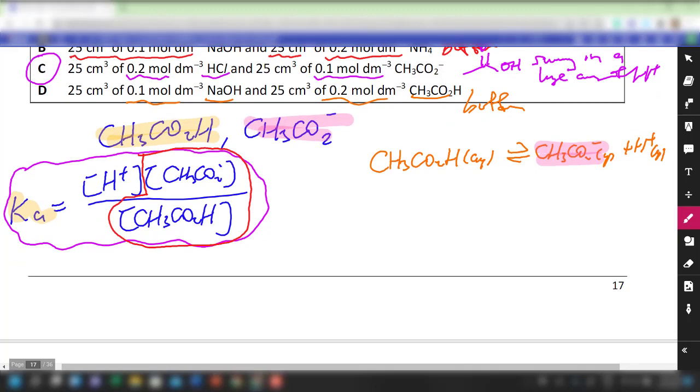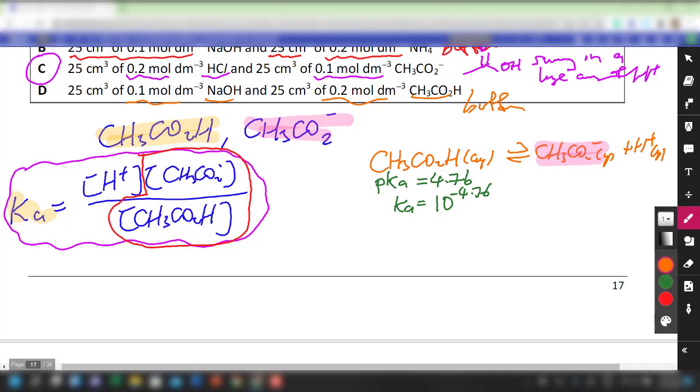Suppose I give you the pKa of ethanoic acid. The pKa of ethanoic acid is 4.76, so you will be able to calculate the Ka quite easily. That will be 10 to the power minus 4.76. As we have learned in chemical equilibrium, this is a fixed value. It's only temperature dependent, so let's not worry too much about this.